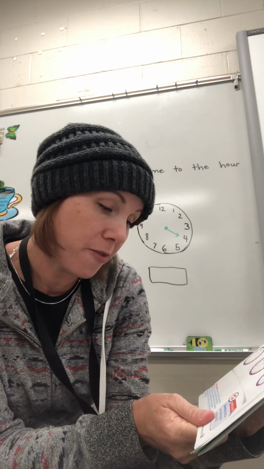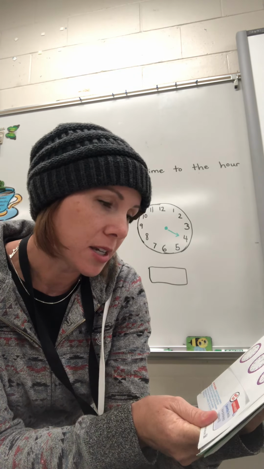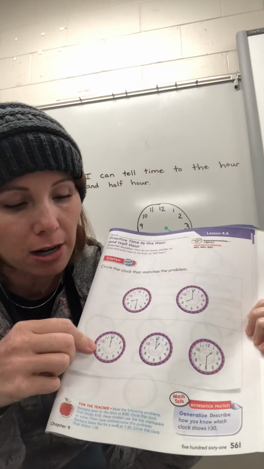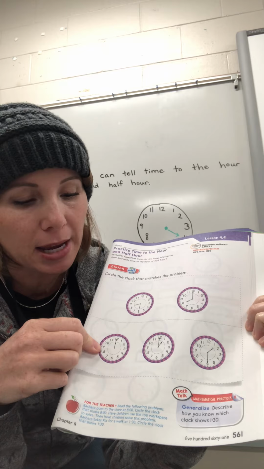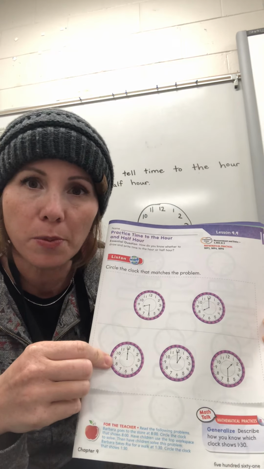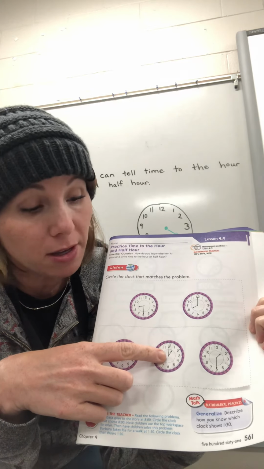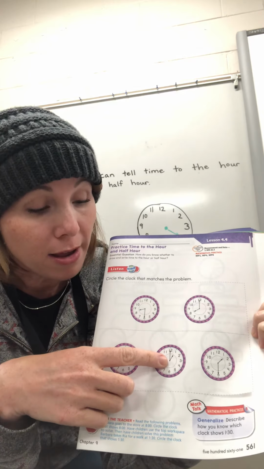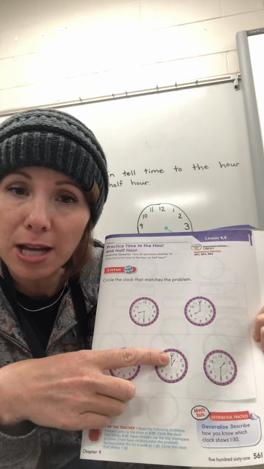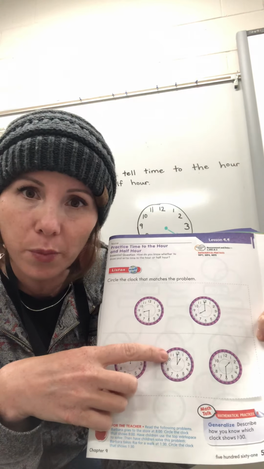Barbara takes Rhea for a walk at 1:30. Circle the clock that shows 1:30. Okay, this first clock, where is the minute hand and the hour hand? They're both on 12. That would be 12 o'clock. That's not 1:30. Okay, how about this one? Okay, the hour hand is on 1, but the minute hand is right at the top of the hour, so that's 1 o'clock, not 1:30.